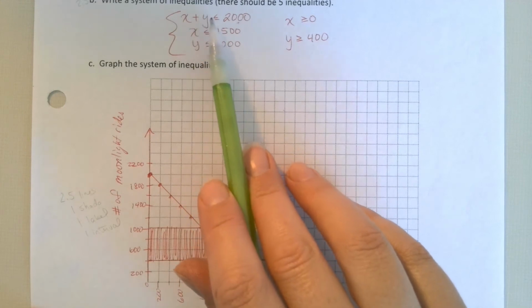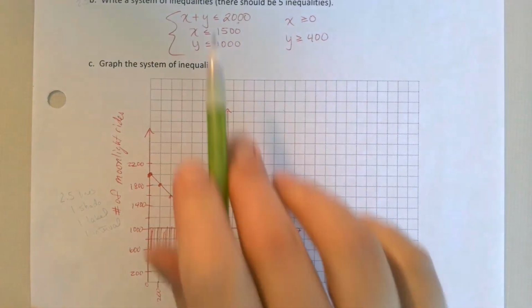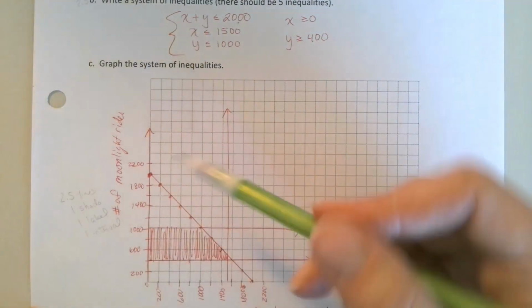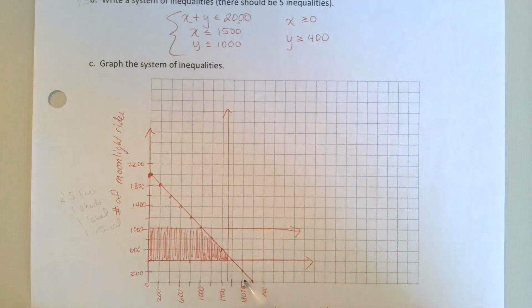And so we put the 0 in, and I get 2,000, 0. So that's my point on the x-axis. Put the 0 in, I get y is 2,000. Both of them are less than, so we shade everything below this negative slope line.